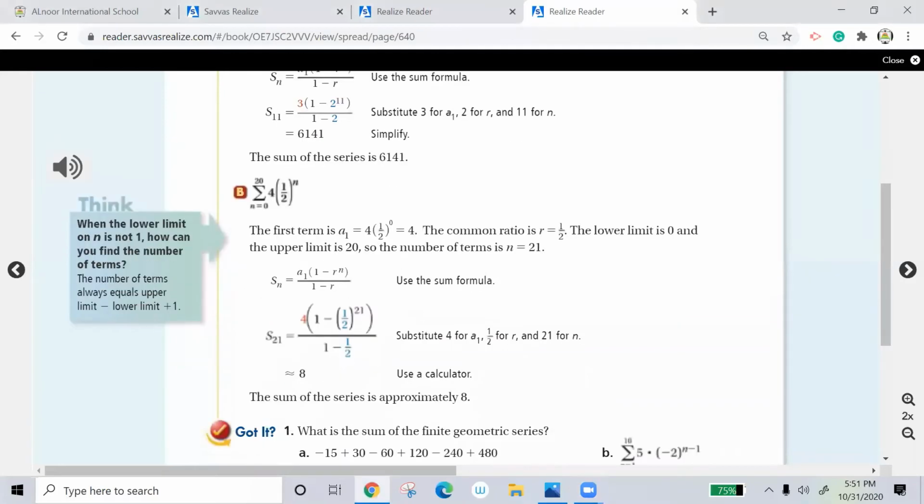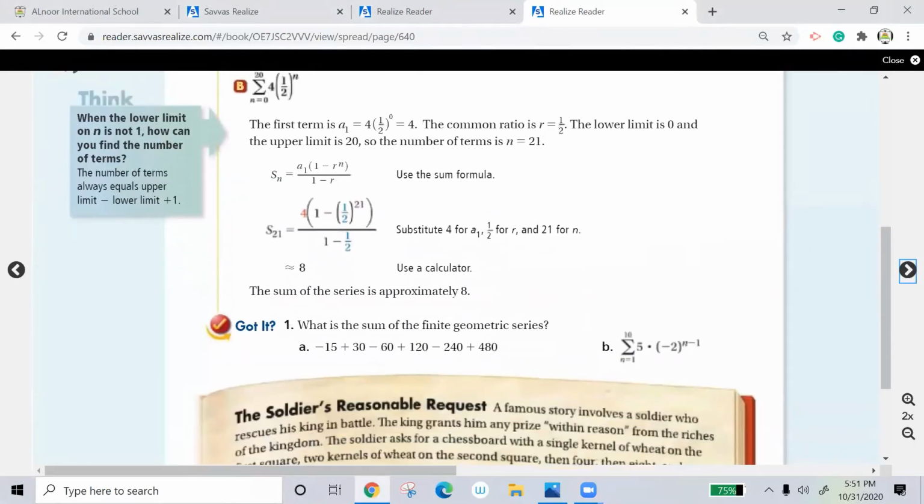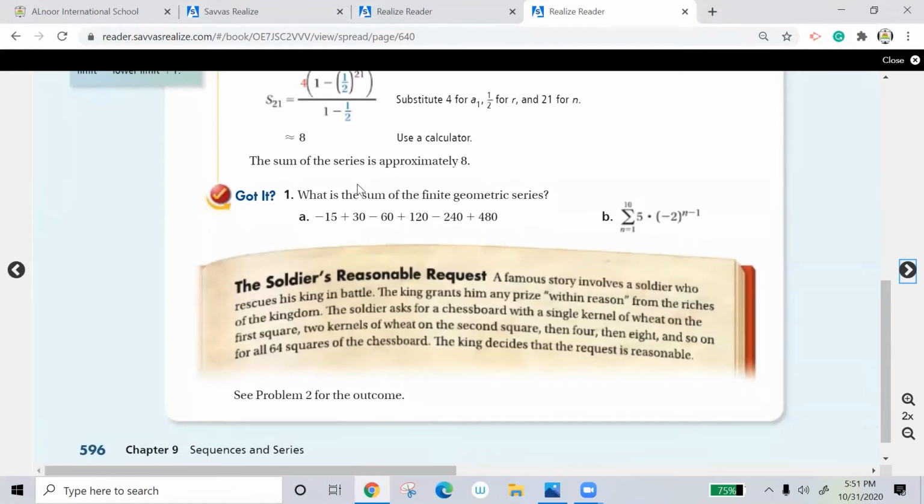Next. Got it, number 1, letter A. So here we have the given: negative 15 plus 30 minus 60 plus 120 minus 240 plus 480. Okay, here we have the first term, which is negative 15. What is our r? Okay, look at the numbers: 30 divided by negative 15.